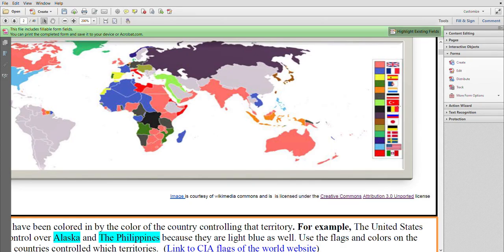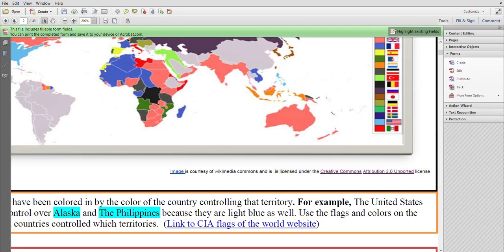So if you don't know what this flag is, you'll go to this link, which will bring you to the CIA website that tells you which flags correspond to which country. Here's Argentina, here's Australia, over here is Barbados, etc. Okay, everybody? Where's the link? Here we go. So we're going to go back to the page width view.